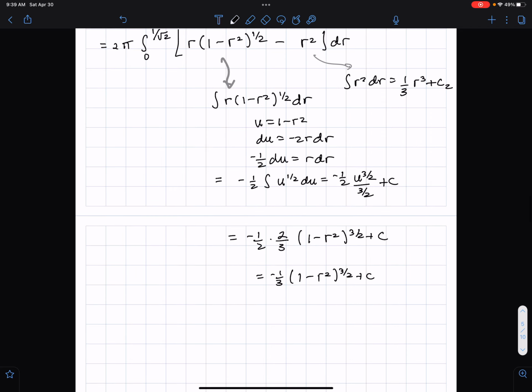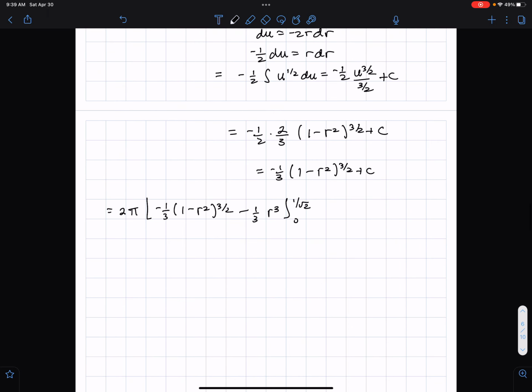Okay, so this is equal to 2 pi, and I have negative 1/3, 1 minus r squared to the 3/2 minus 1/3 r to the third, and we're evaluating from 0 to 1 over rad 2. Be careful in this situation when I plug in 0, not everything's 0. R to the third when I plug in 0 is 0, but for this part, 1 minus r squared plugging in 0 does not give us 0. So sometimes I just throw away that 0 bound, but in this case, not.